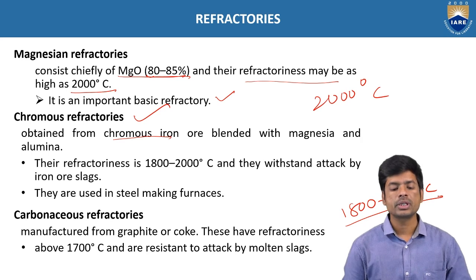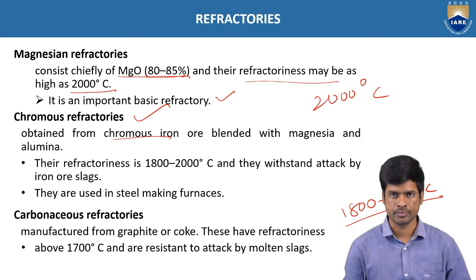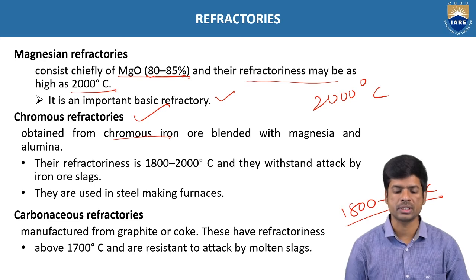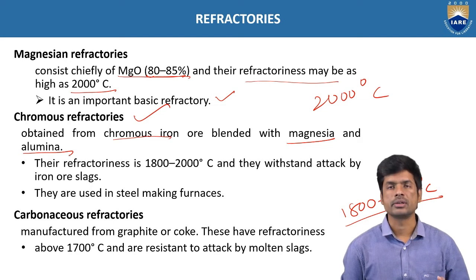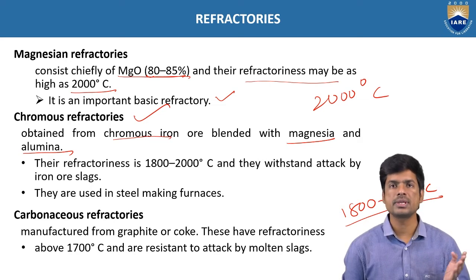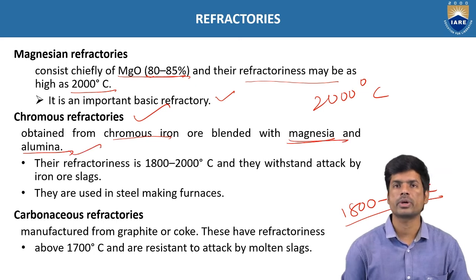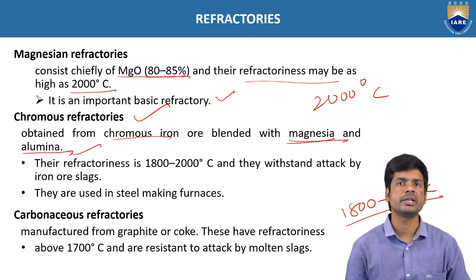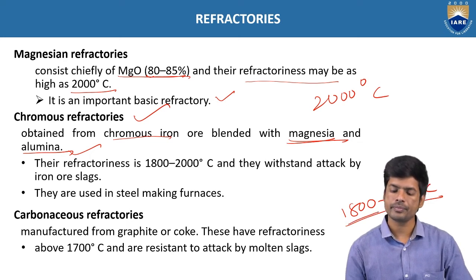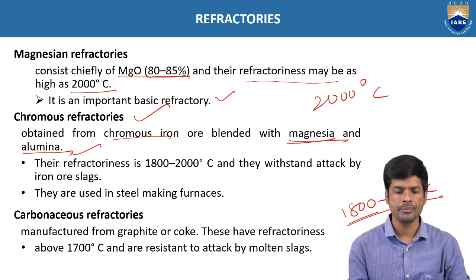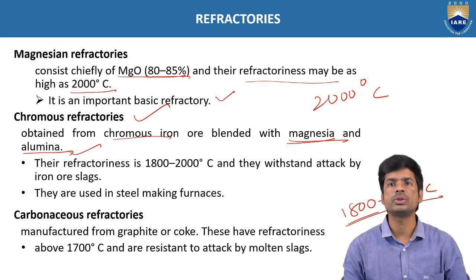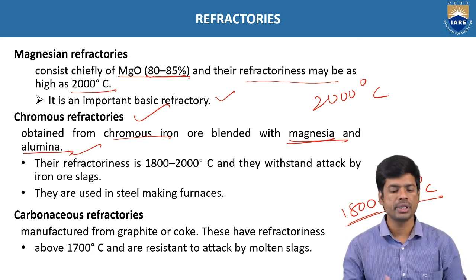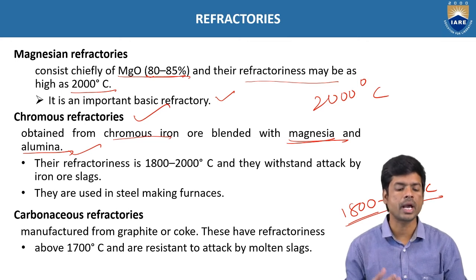This chromite iron ore is blended with magnesia and alumina. By mixing the magnesia and alumina, we get these chromite refractories, and the refractoriness is around 1800 to 2000 degrees Celsius. They also withstand attack by iron ore slags, so they can bear the attack coming from the iron ore slags.